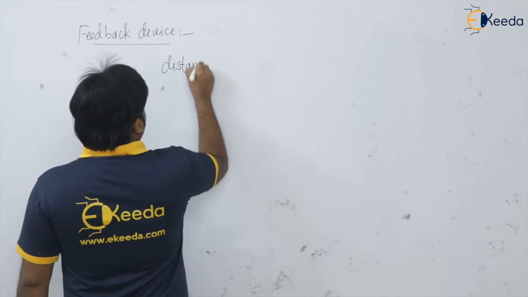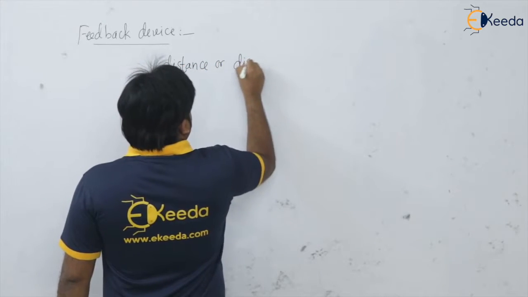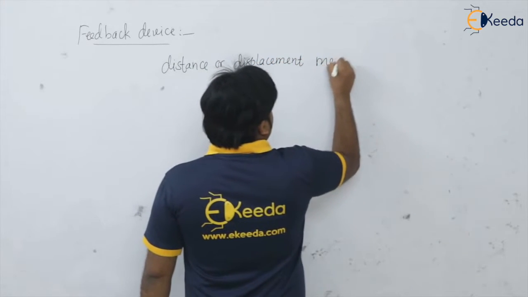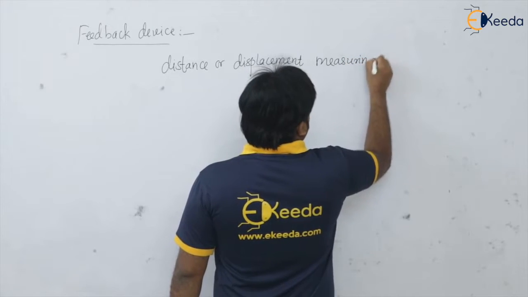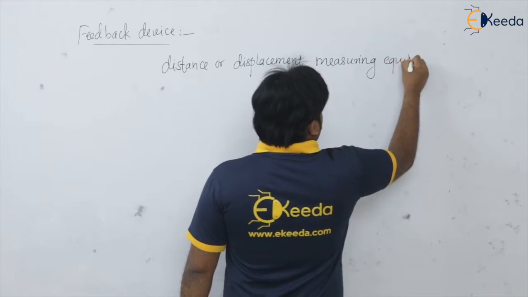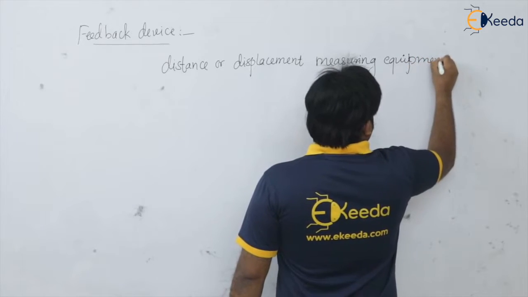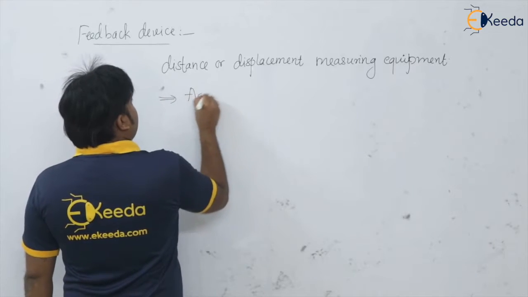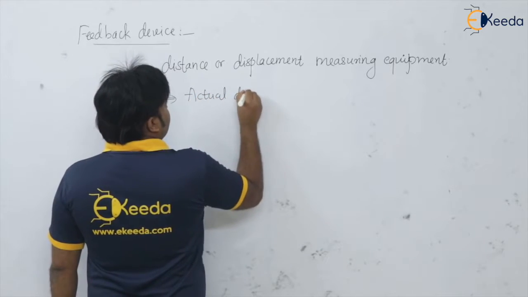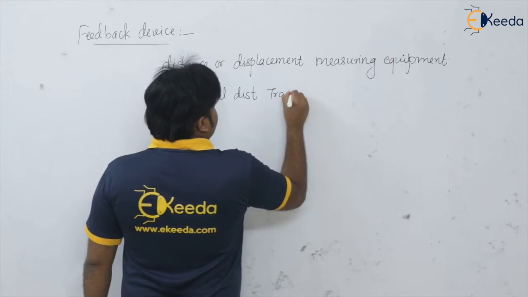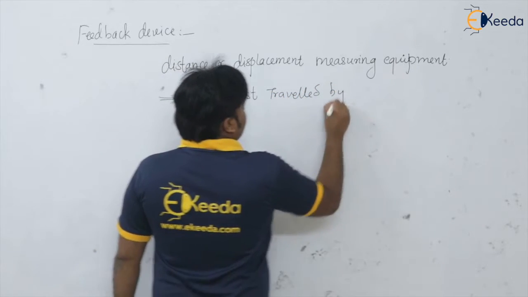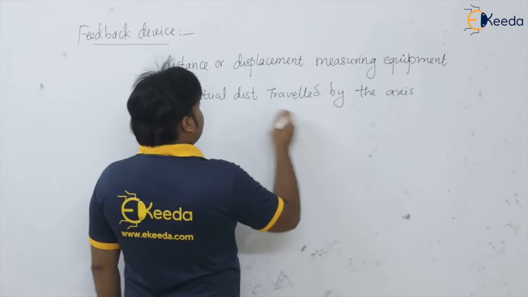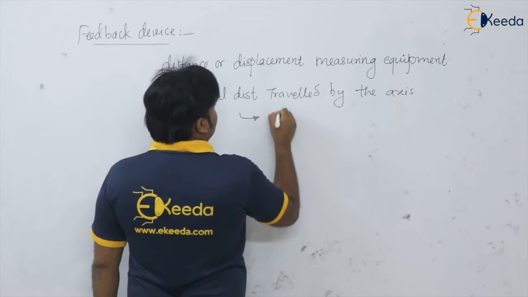Distance or displacement measuring devices. Measuring equipment, rather you can say. So what will they do? They will measure the actual distance traveled by the axis, and this measured distance they will send to the MCU.